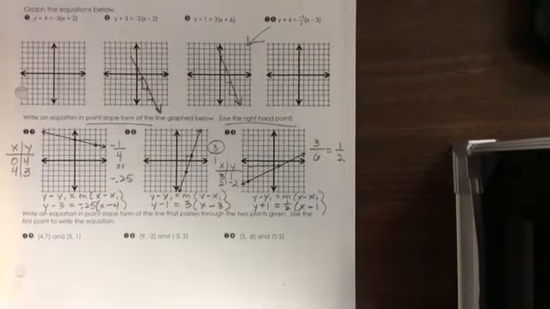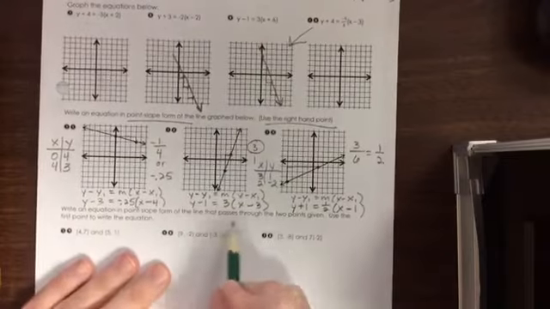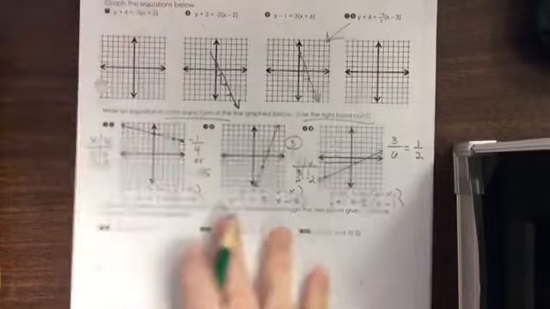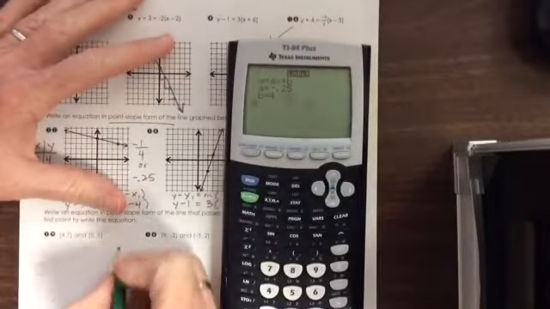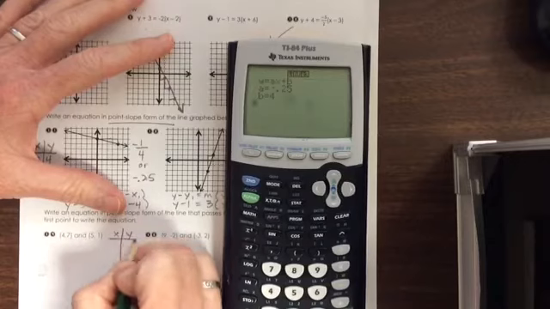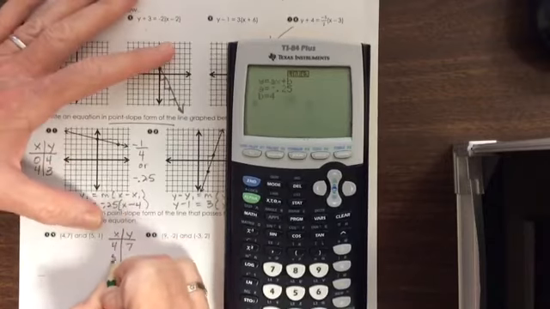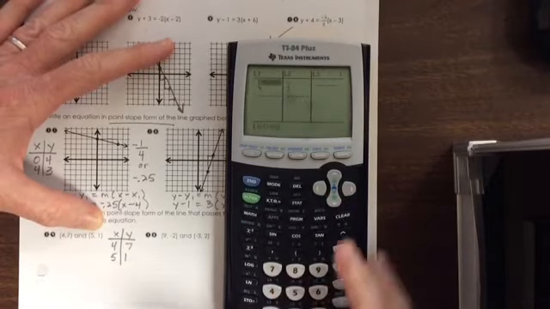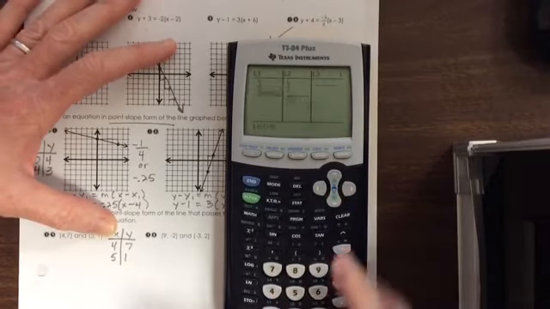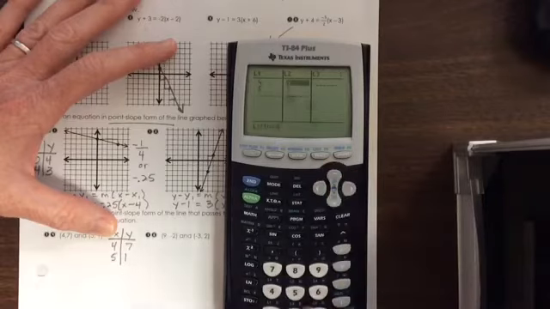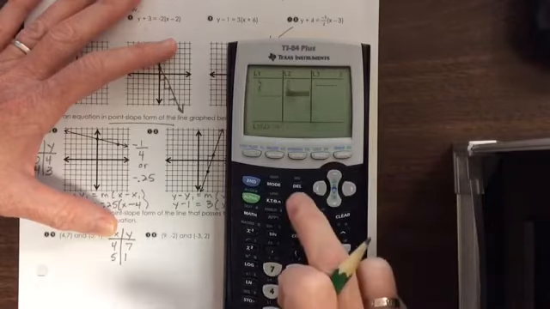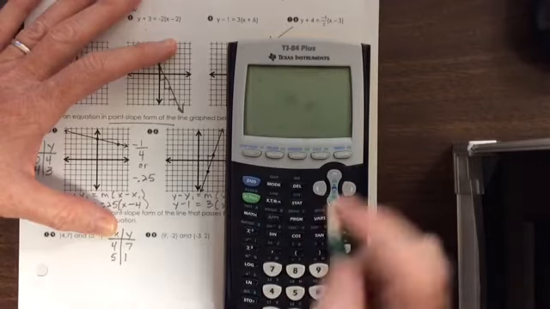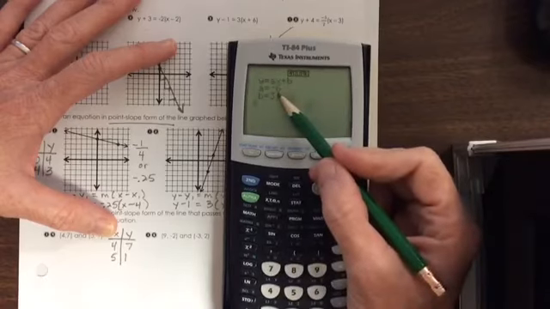The next 3, it says, write an equation in point slope form of a line that passes through the 2 points given. Use the first point to write the equation. Okay, we can do that. Let's hit stat edit. So we have y, x and y, and we have 4 and 7 and 5 and 1. So hit stat, enter, come over here, you're going to hit 4, enter, 5, enter, tab over, and you're going to hit 7, enter, 1, enter, stat, tab, 4, enter all the way down, and you know your slope is negative 6.